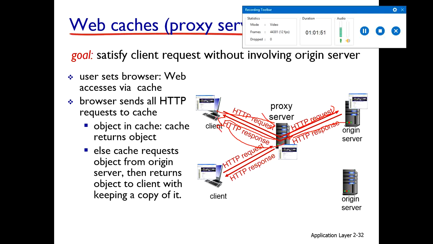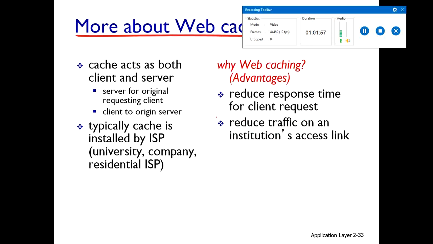So just like your cache memory works, the same way the proxy server or the web cache works in HTTP. So the cache acts as both client and server. How does it act as both client and server? It serves the requests originating from the client, and it also acts as a client to the original server.